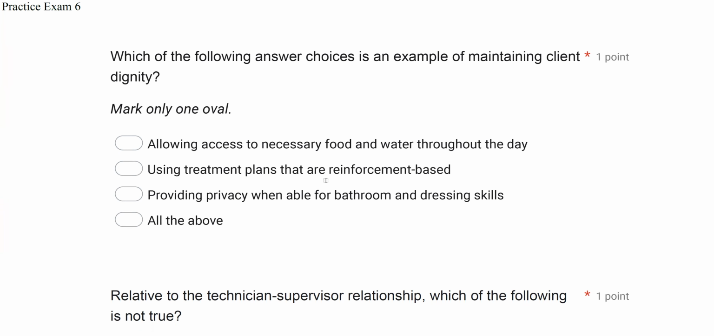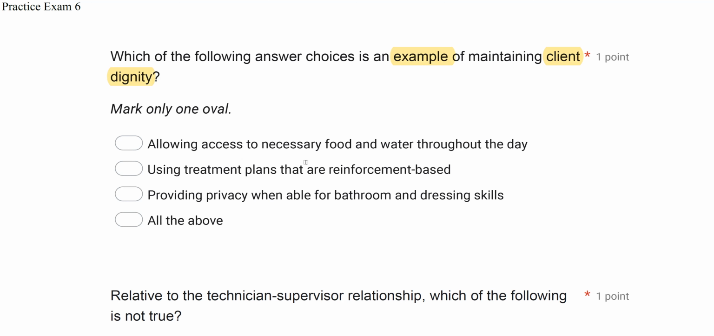Which of the following answer choices is an example of maintaining client dignity? Now, you might get asked about client dignity. And when we say client dignity, we mean we want to treat our clients regardless of age, development, disability, skill level, like anybody else. We want to treat them with respect, and we want to give them the respect they deserve, no matter what. So you treat them like you would treat anyone else. So we're looking for an example of maintaining client dignity.